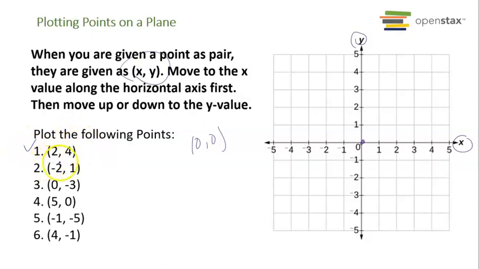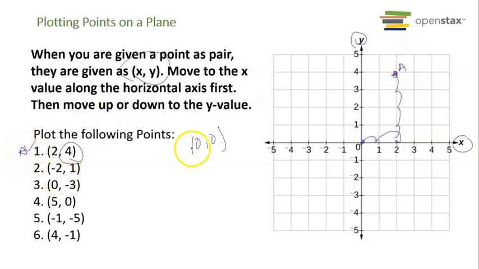So let me look at one here. If I was going to plot (2, 4), what most people do is they start at the origin and go over to the 2. 1, 2. Okay, now what? Go up to the positive 4. 1, 2, 3, 4. Make a point. I'll label that point A.